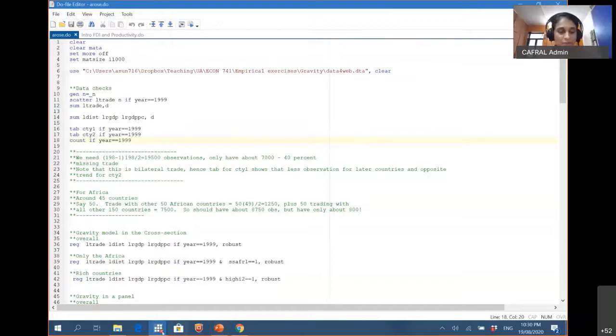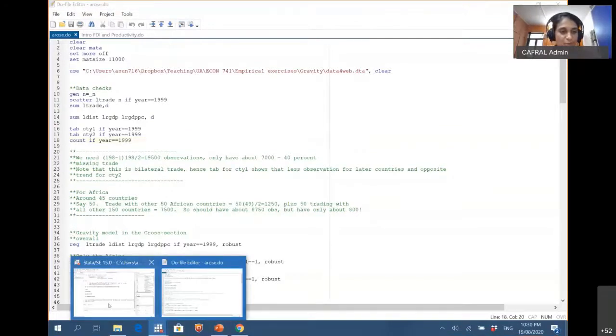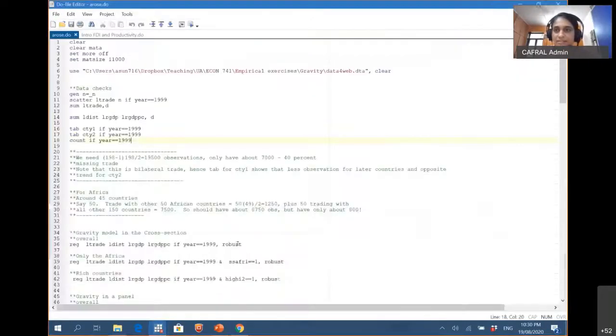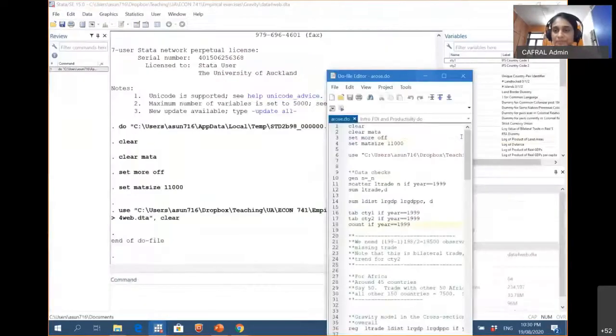Okay. So this is, I unfortunately only have one screen, so I'm wondering how to do this best. Let me see if I can minimize. Okay, that might be better.